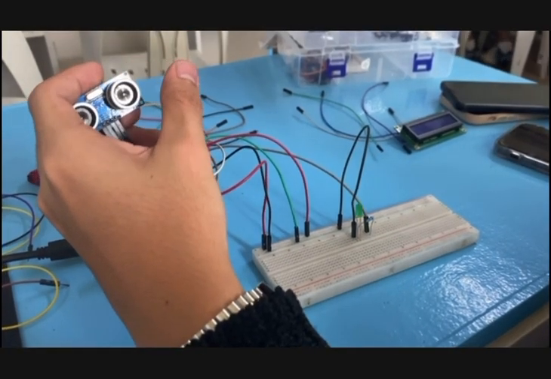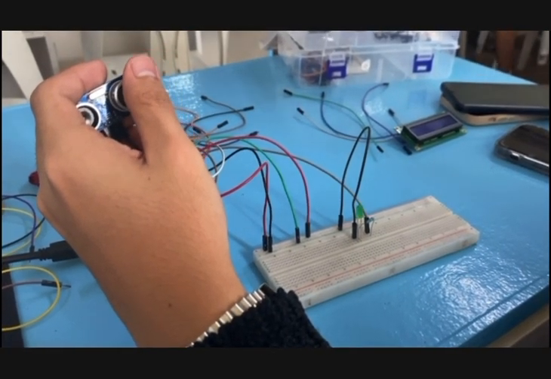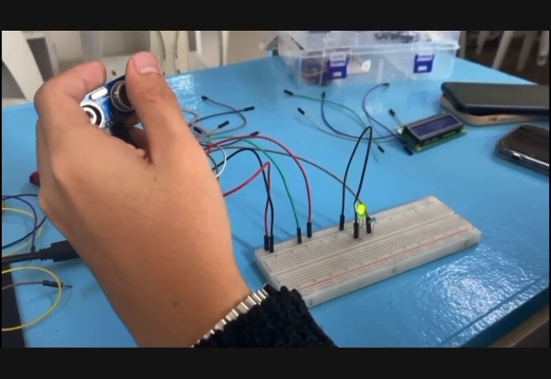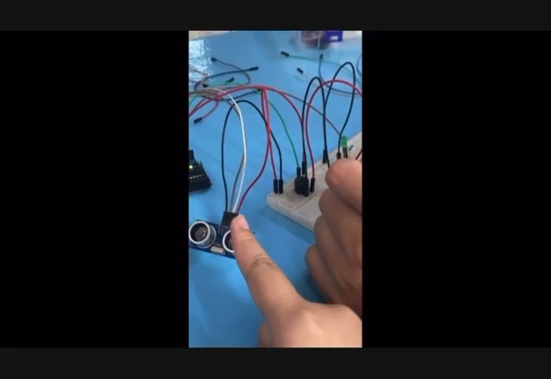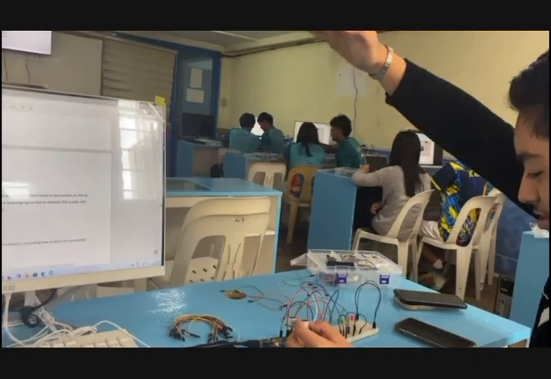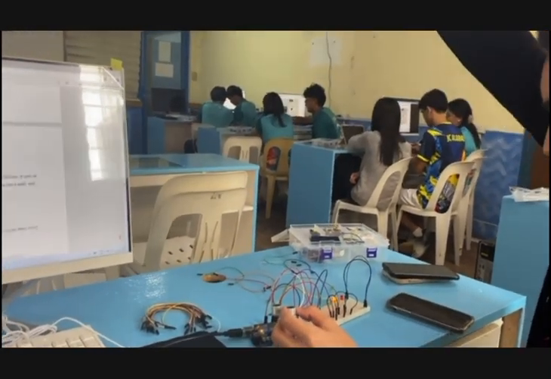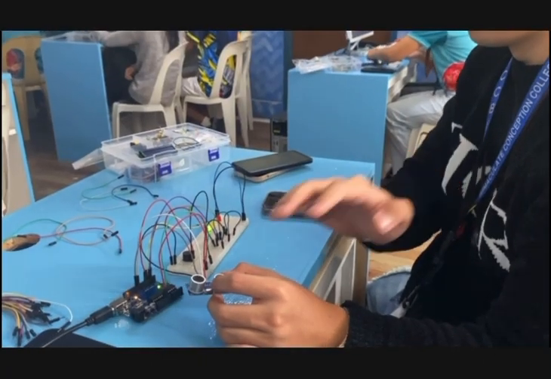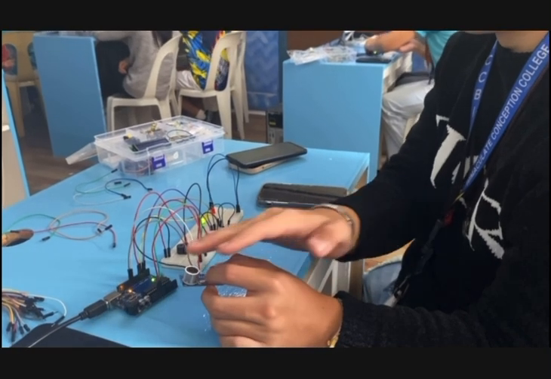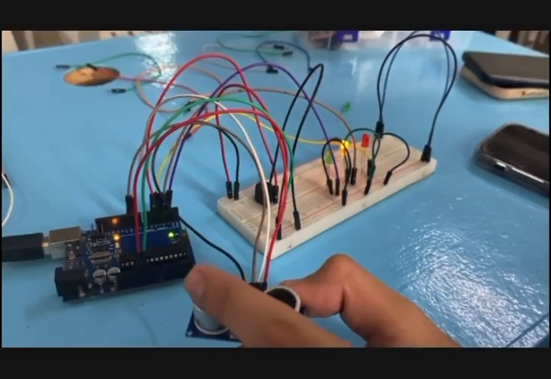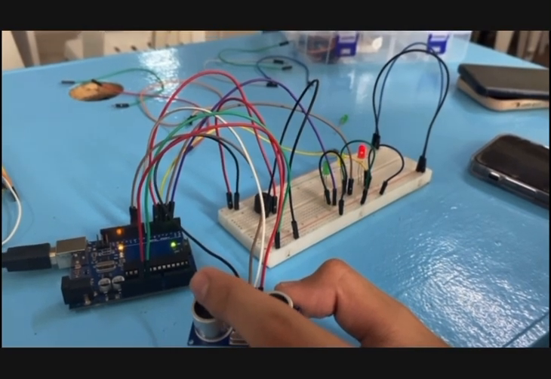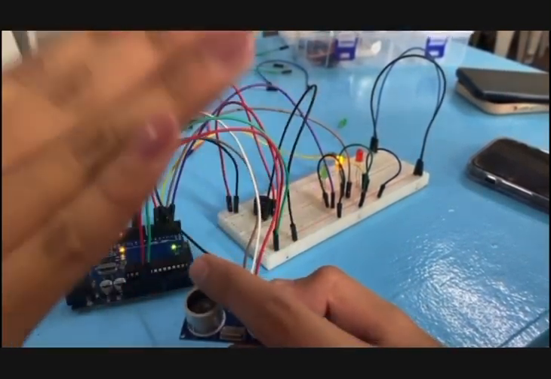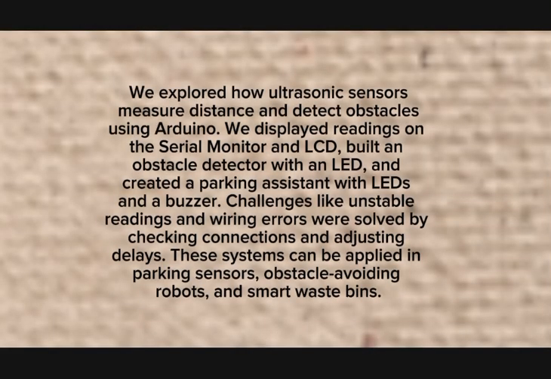In Activity 3, we built a circuit for an obstacle detector. When an object comes close, the LED turns on. And lastly, in Activity 4, we created the parking assistance system using 3 LEDs, the green, yellow, and red LEDs, and the buzzer. As the object comes close, the LEDs change from green to yellow to red, while the buzzer beeps faster. We explored how ultrasonic sensors measure distance and detect obstacles using Arduino.